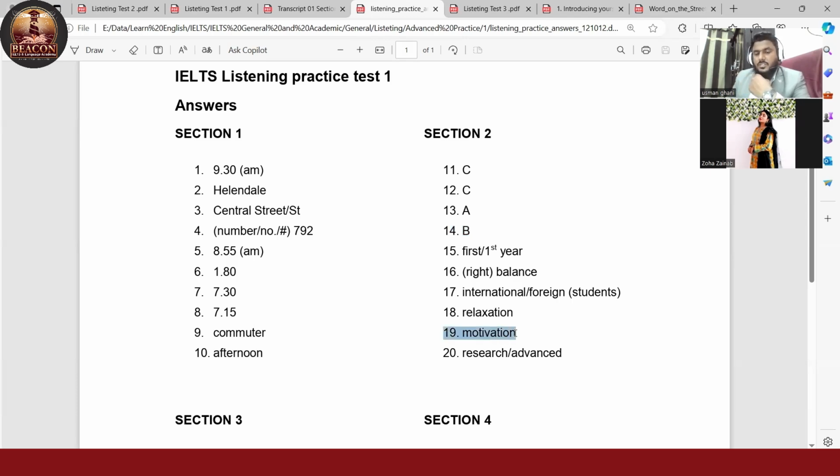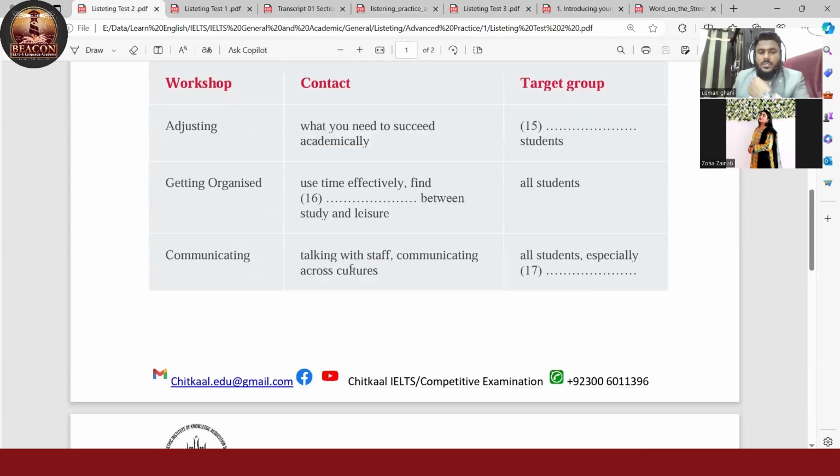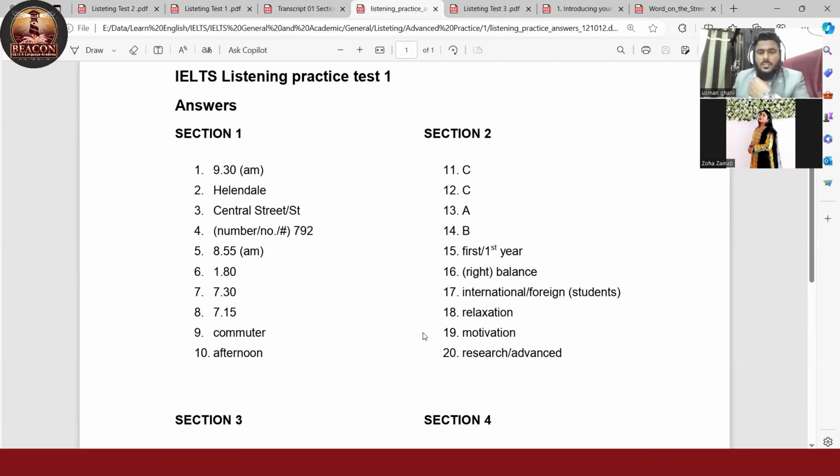Motivated or motivation? I wrote motivated. Oh, no problem. Let us check the question first of all. It was question number, I think, 19. Let us check here.